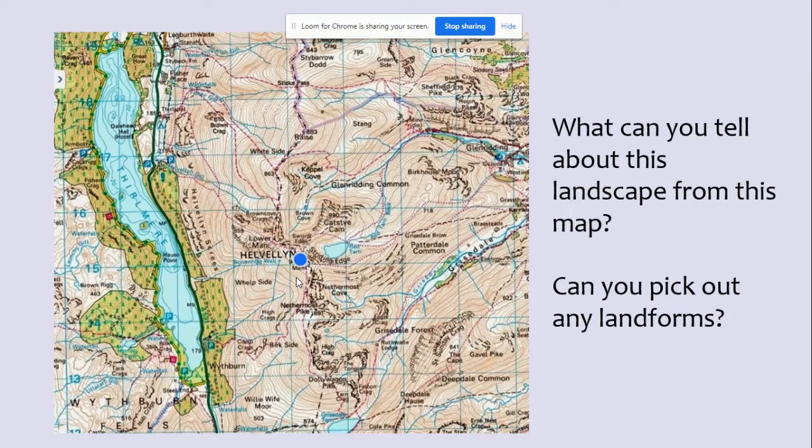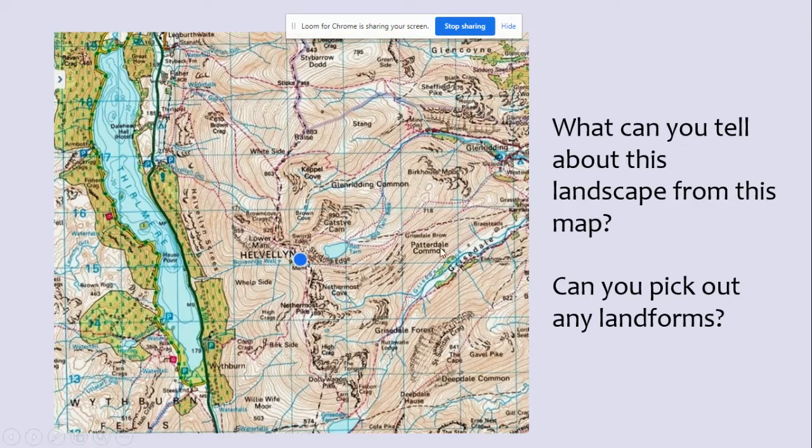Okay, so this is actually part of an OS map showing the Lake District, and we can tell, so these contour lines are very, very close together. So we can tell there's a lot of steep peaks here, and we can see lots of valleys, and then these bits here where the circle is higher up, we can see that they're peaks. So we can see there's a lot of steep landscapes.